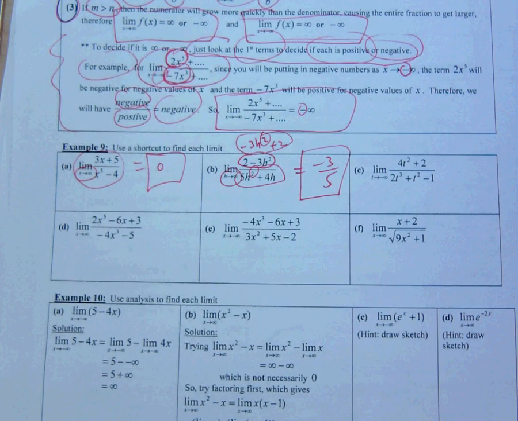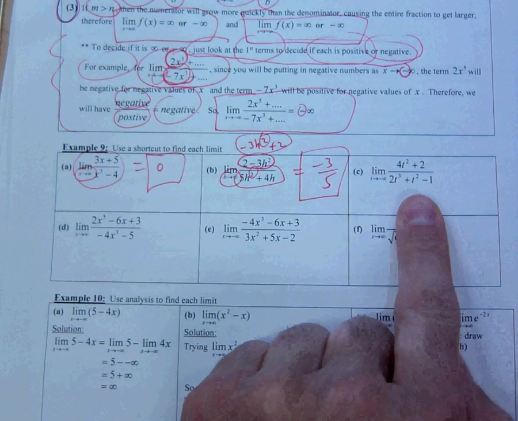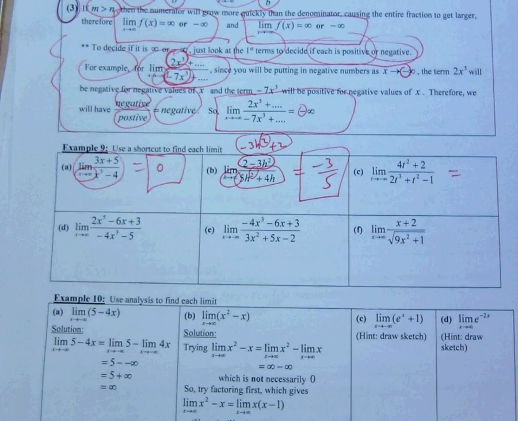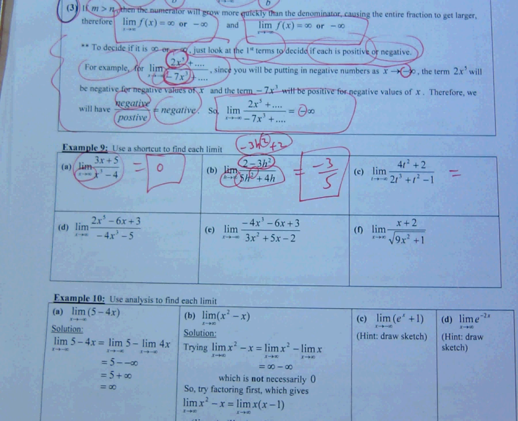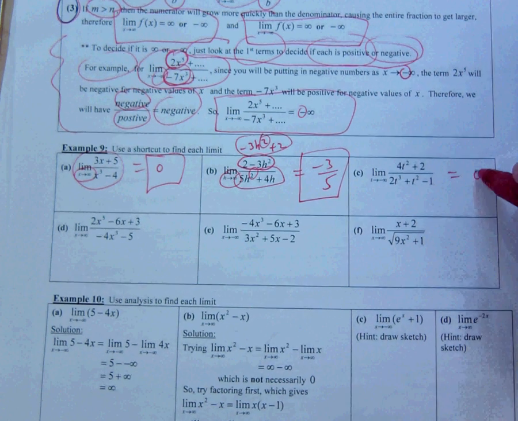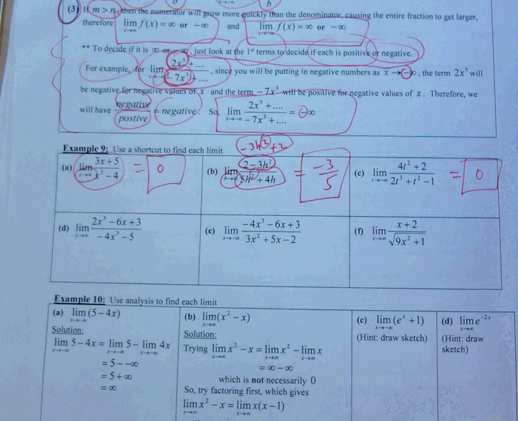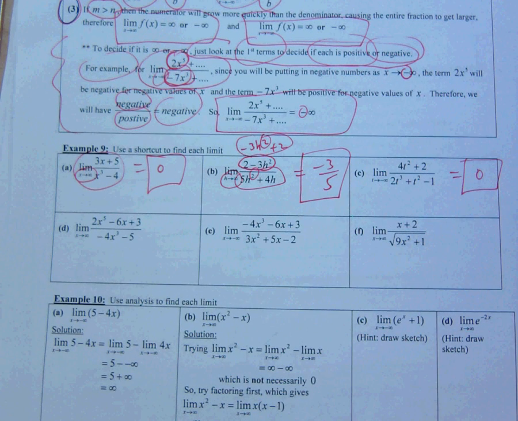Easy. Next one. You guys tell me, what is it? What is it? 0. Why? Because the bottom has a higher degree. It's going to go faster than the top. When you have a bunch of fractions, right, where the bottom is growing faster than the top, the whole fraction is going to get smaller. It's going to be 0.